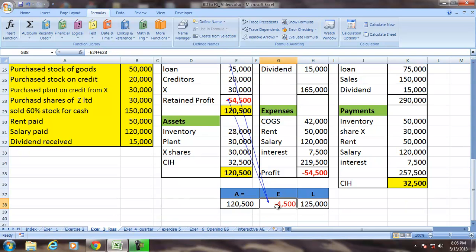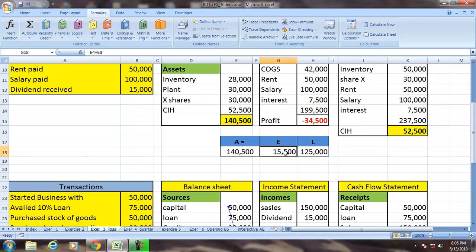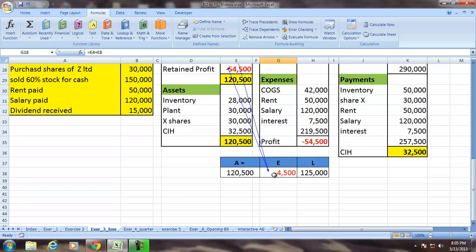In fact, a company with a negative equity can be called a sick company. Equity can be positive, equity can be negative, equity can be zero if the negative profit is equal to the capital.